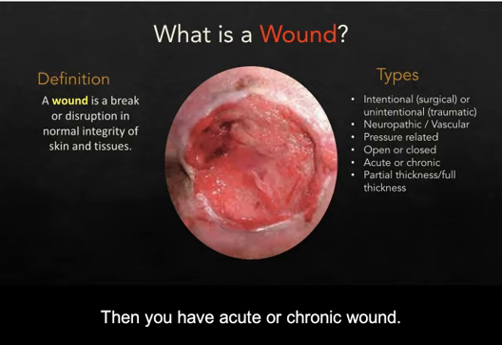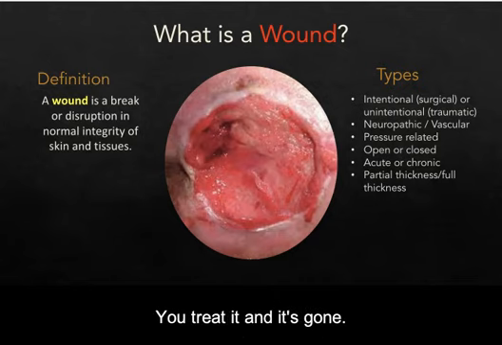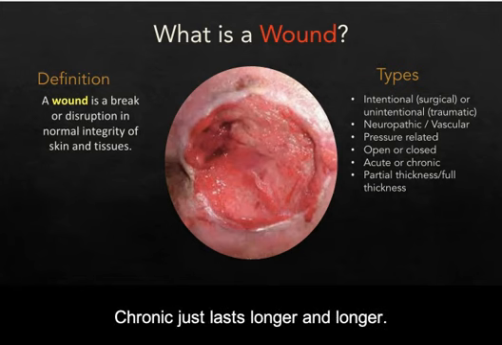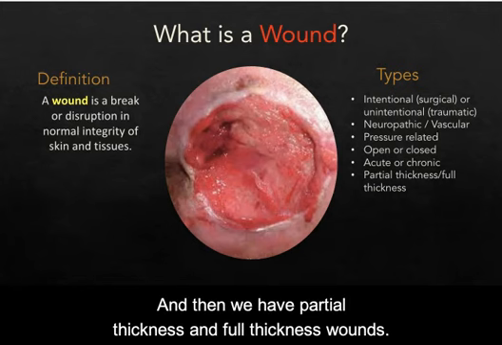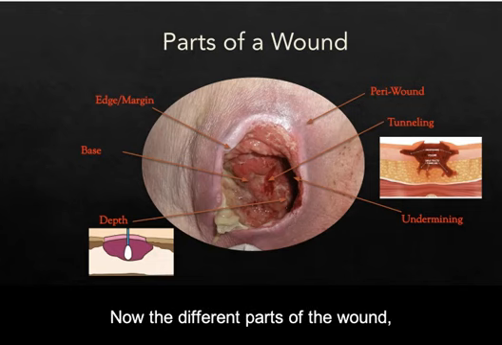Then you have acute or chronic wounds. Acute is short-lived. You treat it and it's gone. Chronic just lasts longer and longer. And then we have partial thickness and full thickness wounds, and we'll talk a little bit about these in the next few slides. Now, the different parts of the wound.